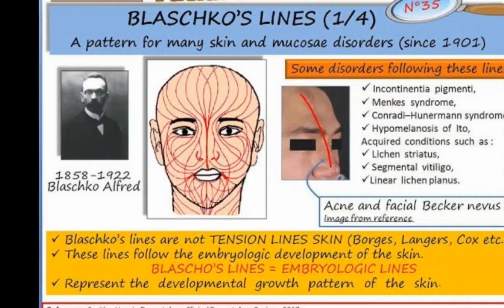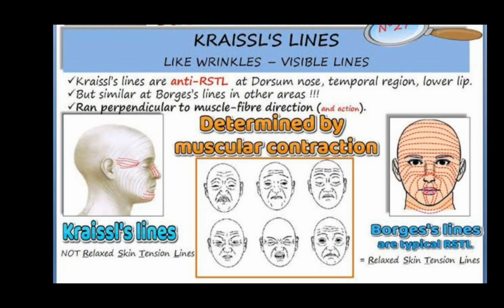So we have three to four important types of lines. First is Kraissl's lines. Kraissl's lines are anti-relaxed skin tension lines at the dorsum of the nose, temporal region and at the lower lip, but similar to the Borges lines in other areas, and run perpendicular to muscle fiber action. So basically, for the Kraissl lines, first we need to know the Borges lines. Borges lines are typical relaxed skin tension lines present all over. Then in the nose region, in the temporal region, and at the lower lip, we have additional lines which are not relaxed skin tension lines, and these are known as Kraissl's lines. Kraissl is not relaxed. Borges is relaxed.